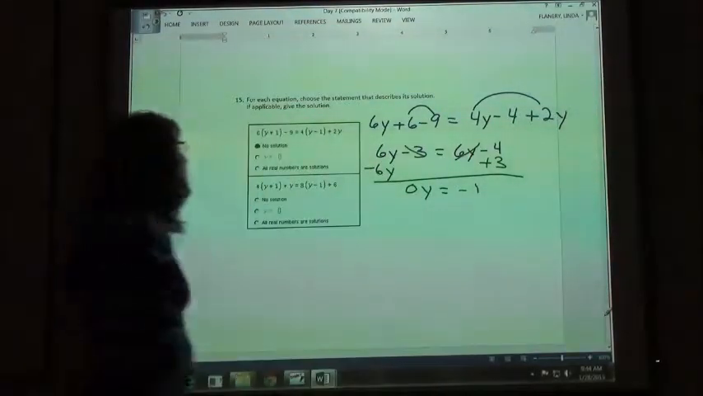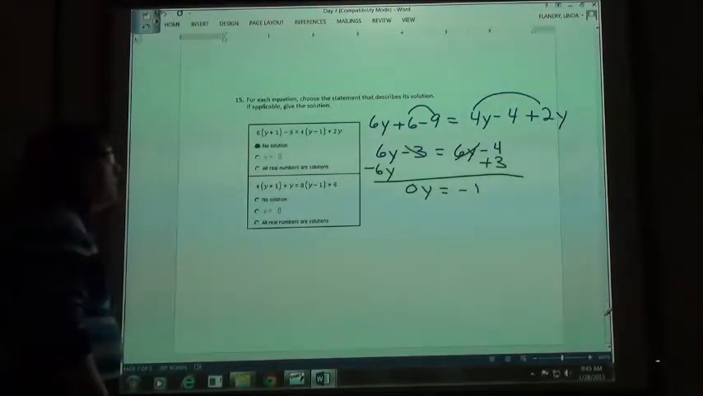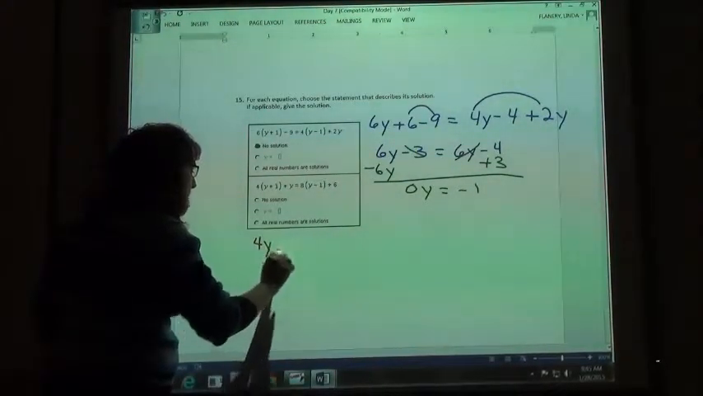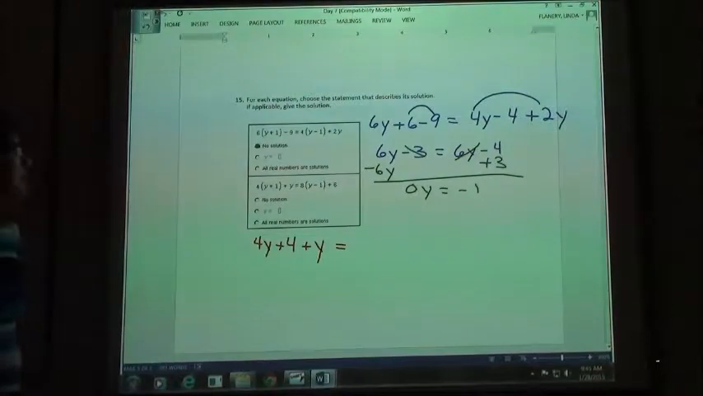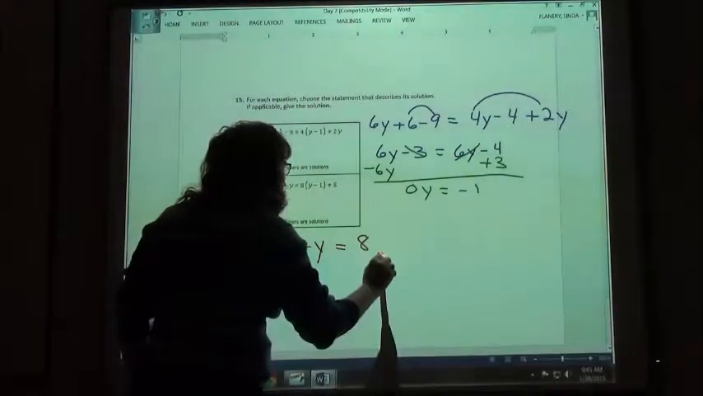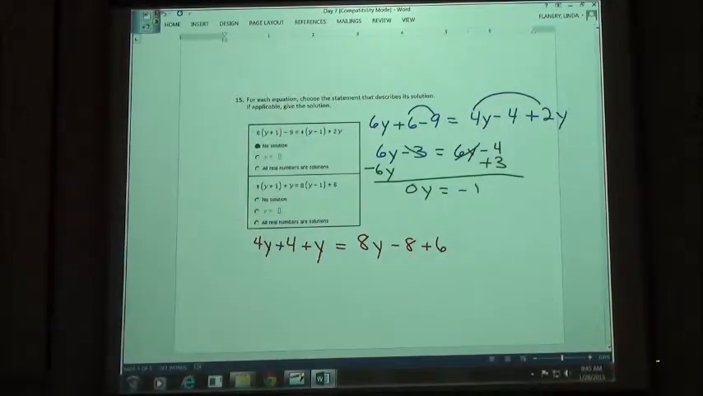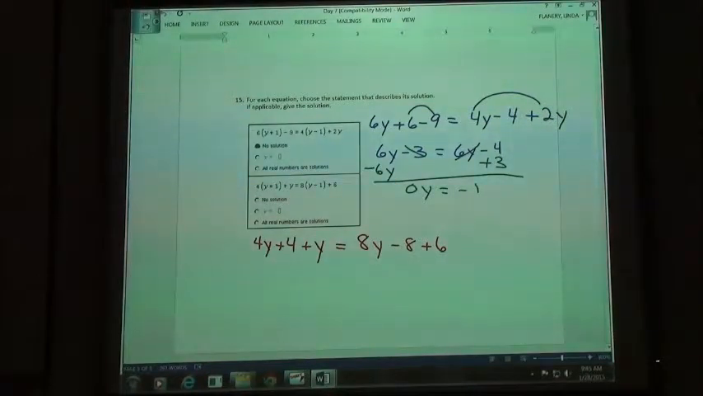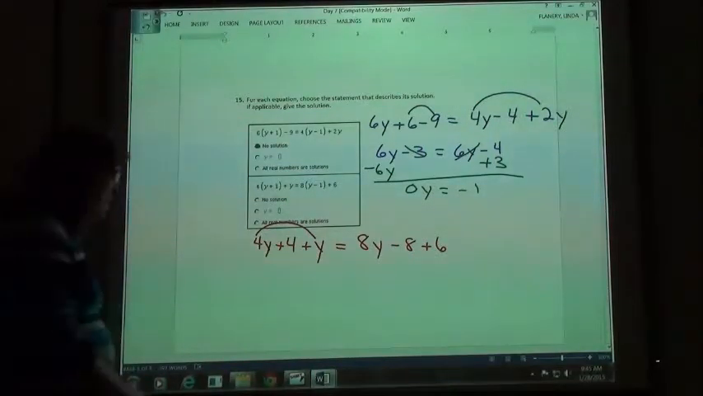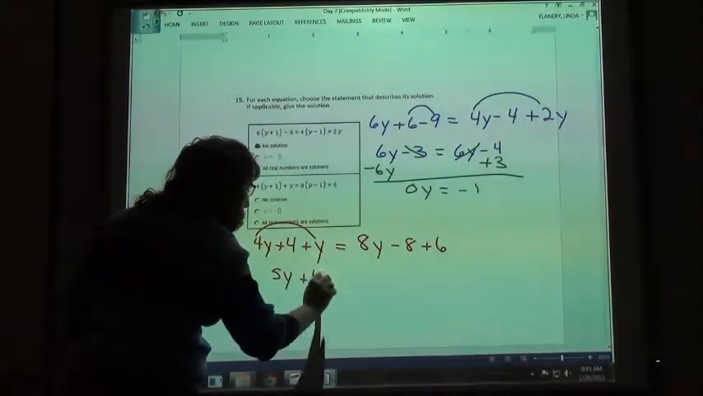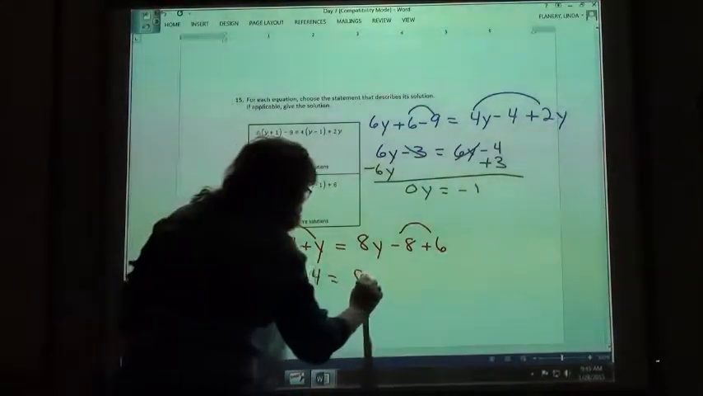And the last one on there, if I get rid of my parentheses on the left side, I'm going to have 4y plus 4 plus y, so 5y plus 4 equals, on the other side, 8y minus 8 plus 6. Combining my like terms, on the left side I can combine my y's: 5y plus 4 equals, on the other side I can combine my numbers, 8y minus 2.